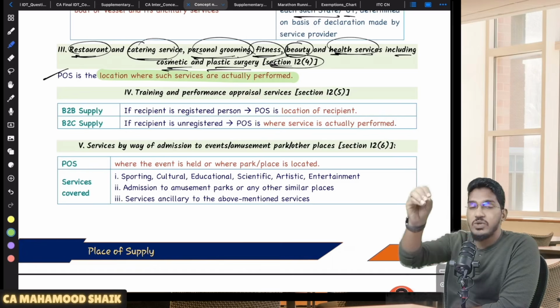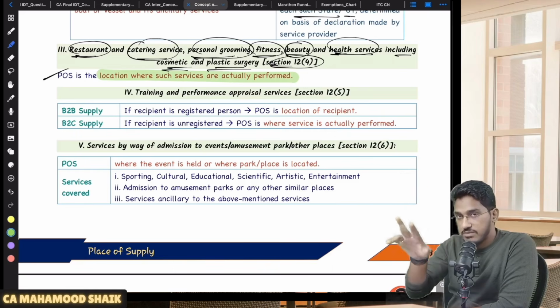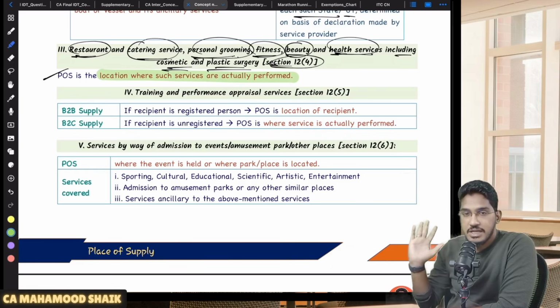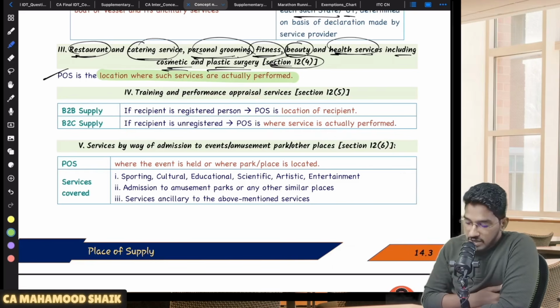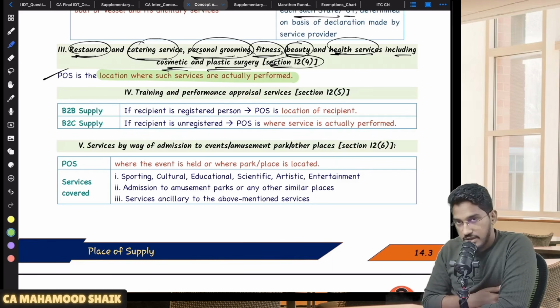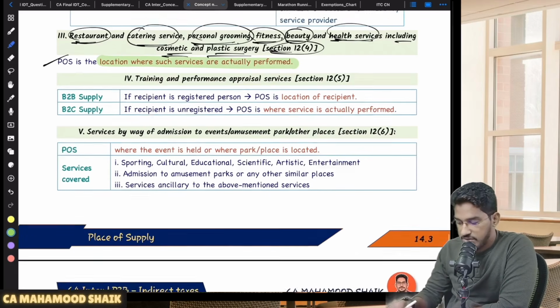Wherever that service is actually performed. So that hairstylist will do the performance of that service on me, no? So wherever that service is getting performed, that will become the place of supply. Same thing will become applicable for fitness, beauty, healthcare services. Everything will get covered here. Cosmetic or plastic surgery, etc. So this is what regarding 12 subsection 4.